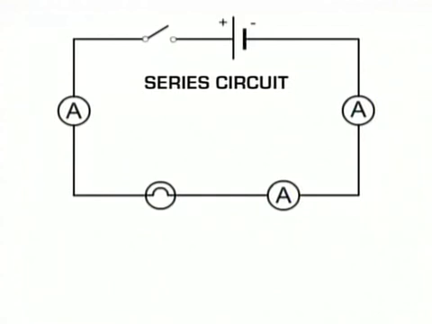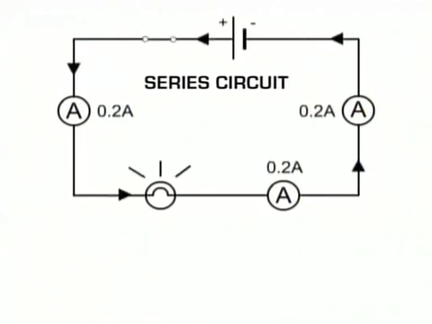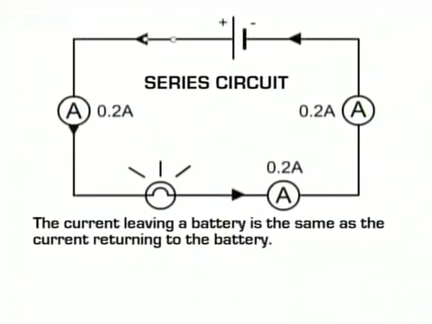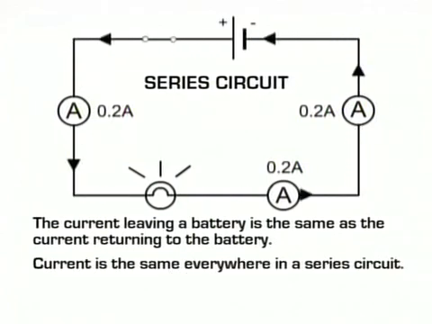Here's a simple circuit with a battery, a switch and a lamp connected in series. When the switch is closed, a current begins to flow, pushed around the circuit by the battery. The current leaving the battery is the same as the current returning to the battery. Because all the components in the circuit are connected one after the other, in series, the current is the same everywhere in the circuit. In this case, 0.2 amps.